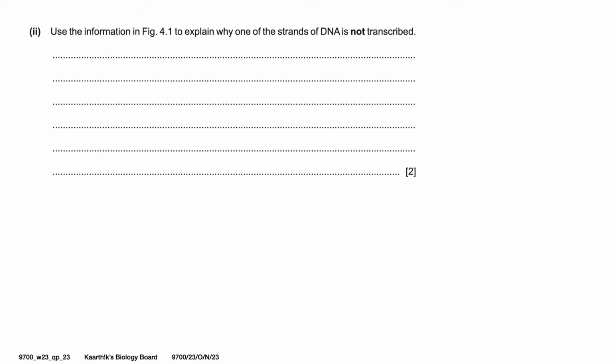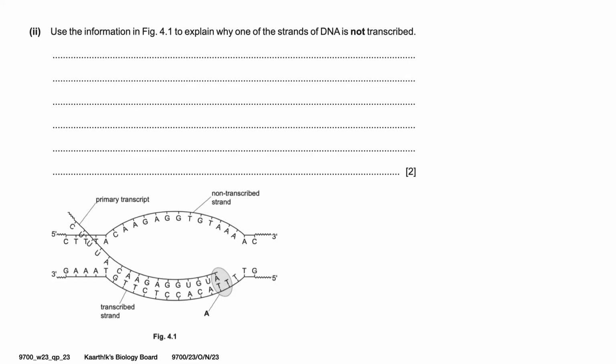Then second part, use the information in figure 4.1 to explain why one of the strands of DNA is not transcribed. So from the figure we can see that only one strand is being used for transcription. The other strand is not used, and they are mentioned as non-transcribed strand. So what is the reason for this? Only the template strand will be transcribed, the other strand will not be transcribed.